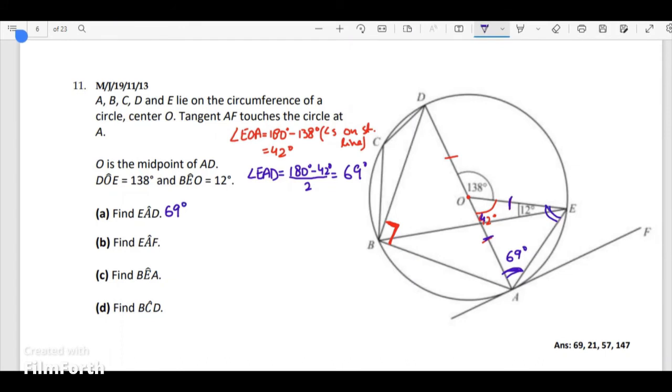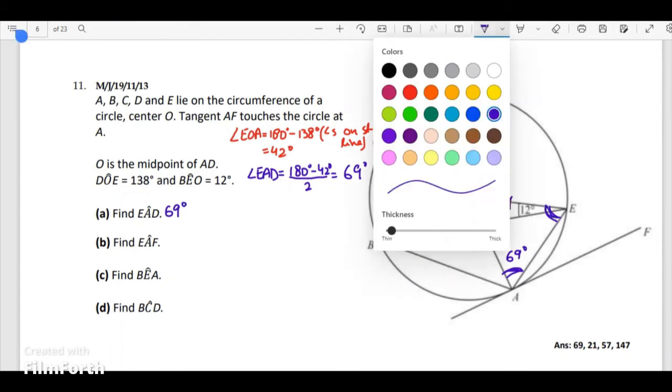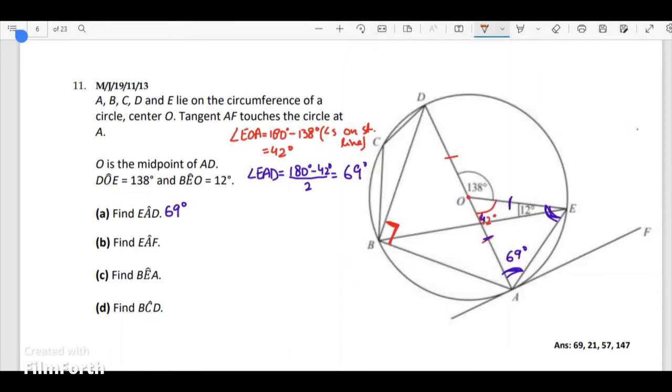By the way, this complete angle is 69 degrees. So if I have to work out only, let's say, this bit of it, this would be 69 minus 12, and the answer would be 57. Though this isn't required, I just did that for no reason.